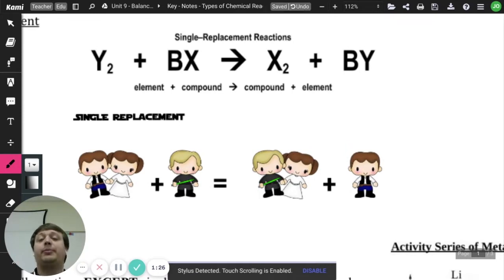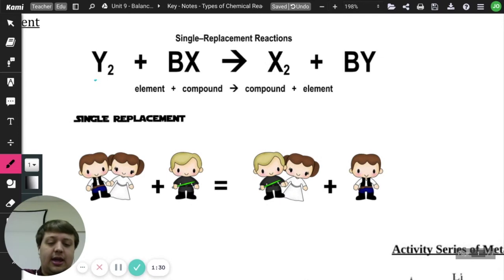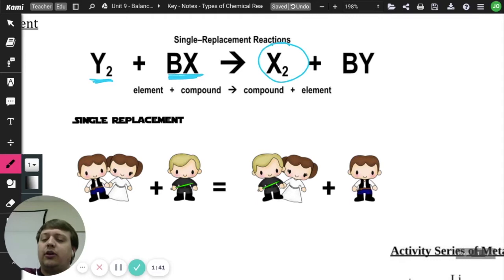And again, this would be a representation of that. So I've got element Y right there. And then I've got my compound, which is a compound of B and X. And they're going to produce element X with a compound of B and Y. So looking at that reaction, basically what you see is that Y is replacing X. And that leaves X out by itself. Okay, and then Y would be partnered up with B there.